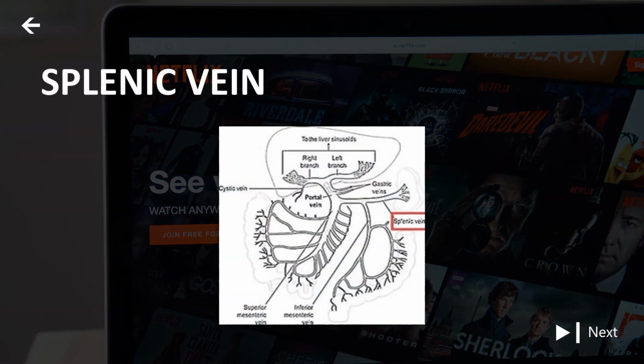Splenic vein. The splenic vein is a large vessel located retroperitoneally in the upper part of the abdominal cavity. The main function of this blood vessel is to drain the venous blood from the spleen. In addition to the spleen, it drains parts of the stomach, pancreas, and the hindgut.